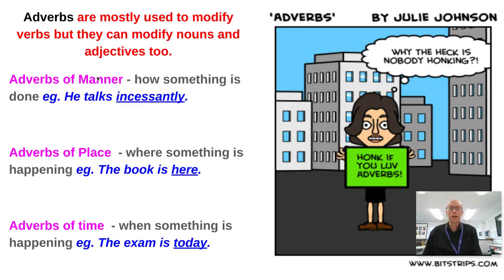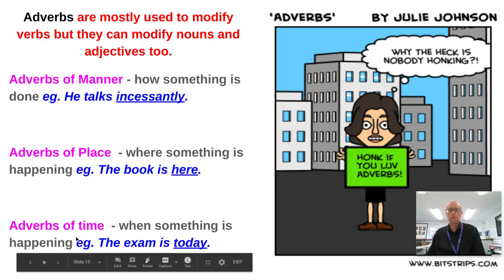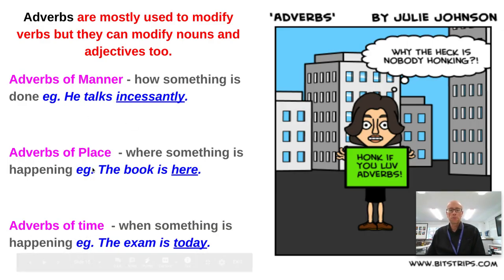Well, that's your adverb of manner, so how something is done. He talks incessantly, so that's your adverb of manner. But there are 5 other types of adverbs which are very important. We have adverbs of place and we have adverbs of time. So an adverb of place tells you where something is happening. So the example would be, the book is here. Now that's deictic. Obviously you've got to be there in that place talking to that person to know where here is. So therefore it's often a feature of speech rather than writing.